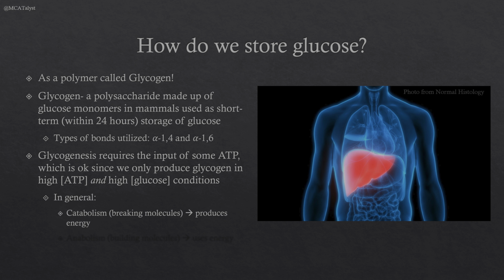So aerobic respiration, which is going to be a catabolic process, is going to produce energy that we're going to store in ATP. Glycogenesis, however, is an anabolic process where we're building a molecule. This is going to use energy. In general, breaking down molecules such as aerobic respiration will produce energy. Building molecules such as glycogenesis and fatty acid synthesis is going to require energy. So glycogenesis requires ATP, but that's okay.